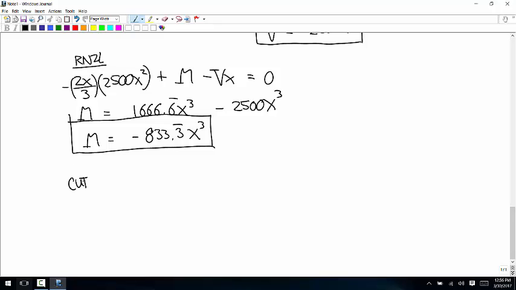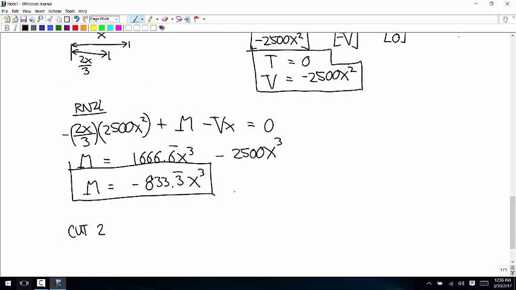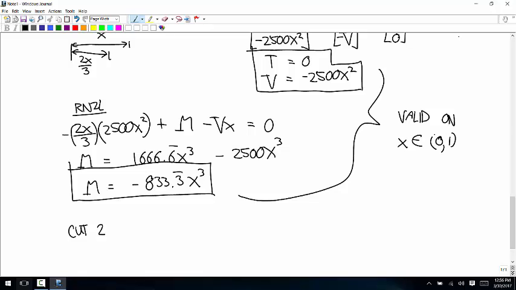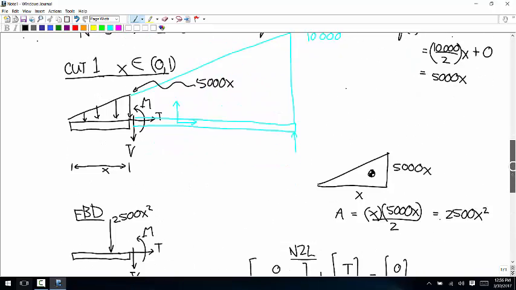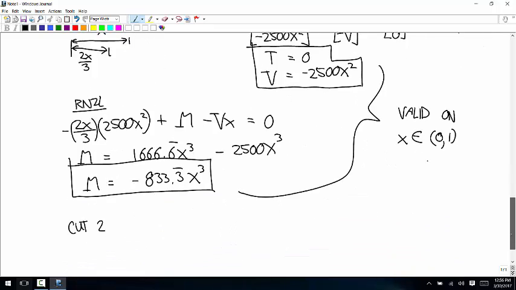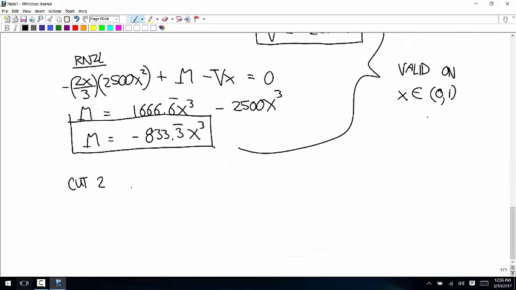Okay, cut 2. So these internal loads are all valid on the interval x between 0 and 1. Okay, so now cut 2. Now we're dealing with x values on the second half of the beam, so x is between 1 and 2.